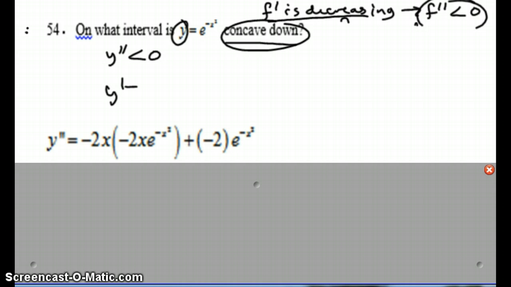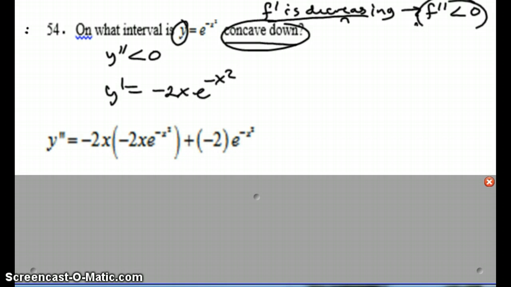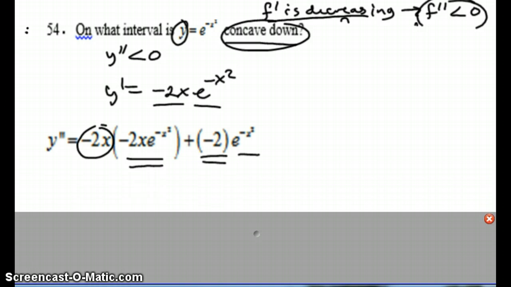So the first derivative is just negative 2x e to the negative x squared. We've done this derivative before on this very set of problems. For my second derivative, I need to use product rule. Firsty last, lasty first. So here's first, and here's the derivative of the last. Here's the derivative of the first, and here's the last. Make sense? So now I need to find out where this second derivative is less than 0. If I can determine where it's equal to 0, I can then test on either side of that solution and find out where it is less than 0.